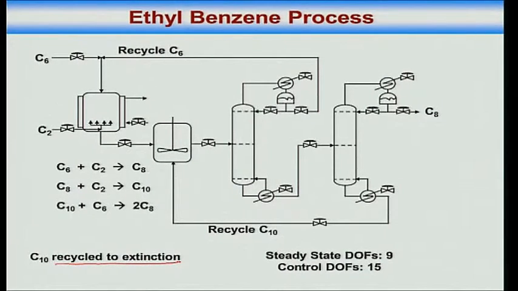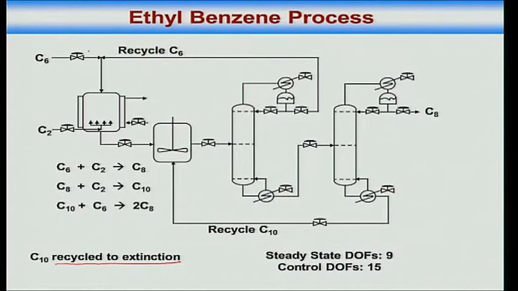Degrees of freedom. The first reactor has a cooling mechanism, the second reactor is adiabatic. Now tell me what's the degrees of freedom. Of course it's written there, but justify. 2 for reactor 1. How many for reactor 2? Which is the level? 1 for reactor 2. 2 each for the two columns, so that's 4. 4 plus 3 is 7, and 2 for the two fresh feeds, so that's 9. Ethylene feed and benzene feed.